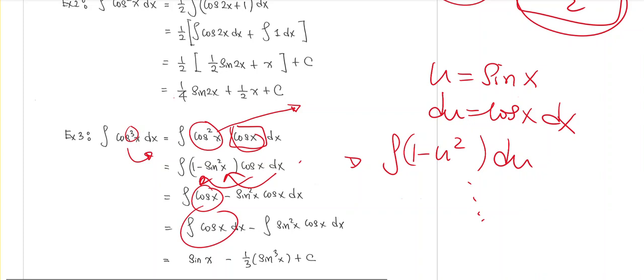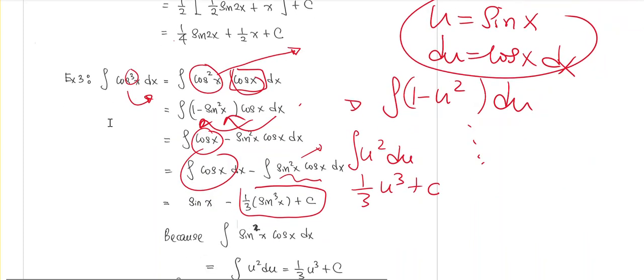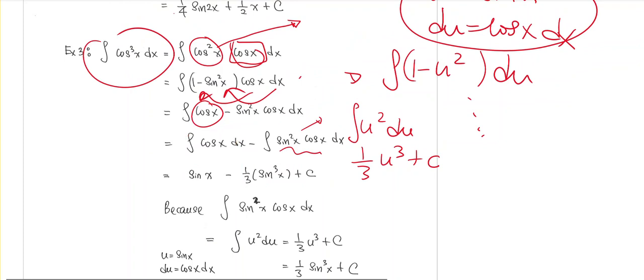That's not a problem. And integrating this, you see that we are still using the same u substitution, and then you will have the integral of u squared du, which is going to give you 1 over 3 u to the power of 3 plus c. That's the reason why you have this term right here. So the answer for the integral of cosine power 3 x is right here.